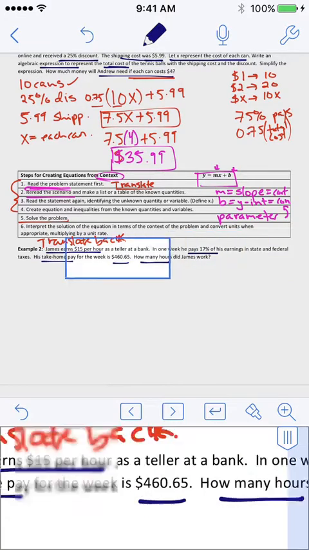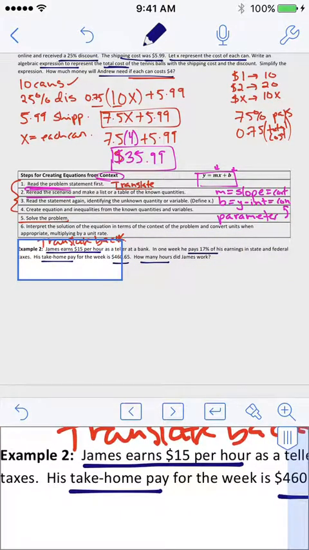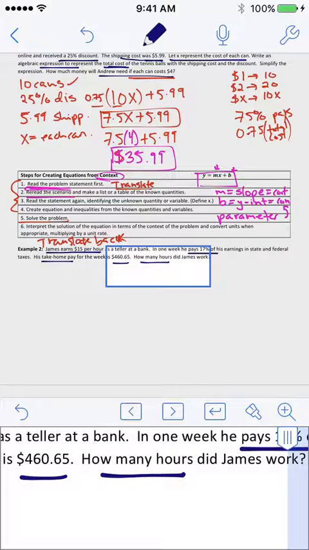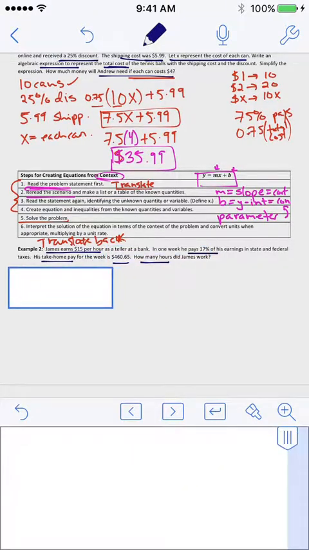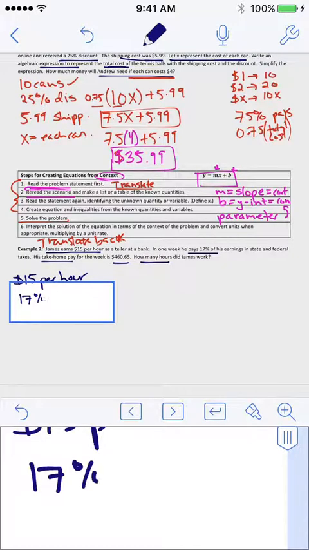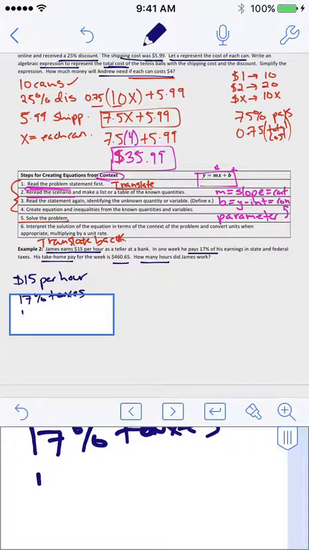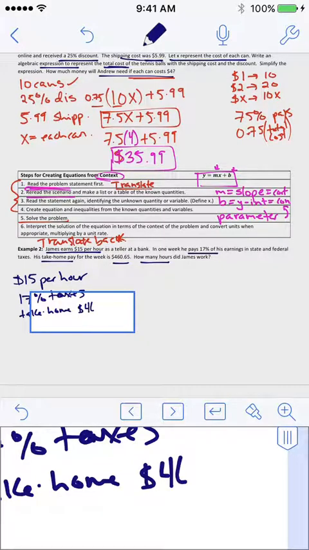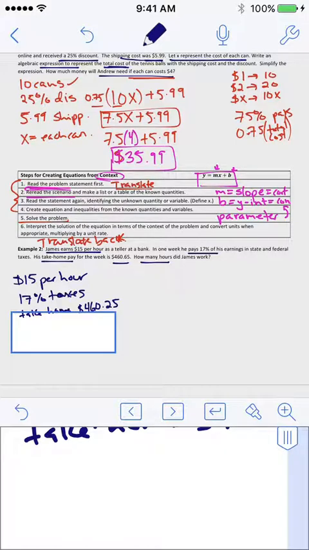Okay, so notice I've taken these 4 whole sentences and boiled them down to 1, 2, 3, 4, 5 underlines of a few words. Much easier to handle, right? Even better, I'm going to write it over here. $15 per hour. 17% in taxes. Take-home pay of $460.25. And then they want to know how many hours he worked, so I'm going to make that my question. I'm going to make X equal to hours worked.